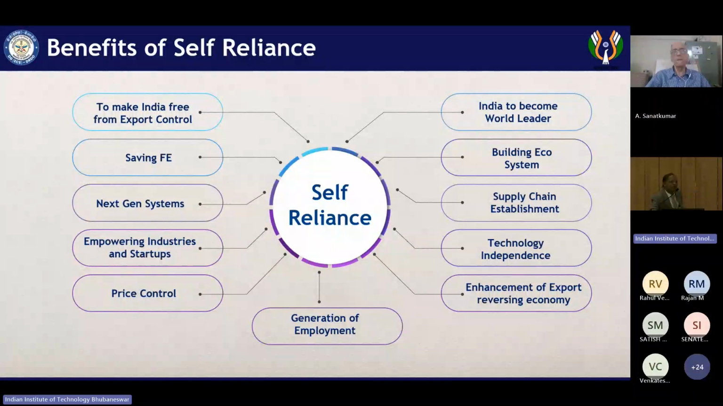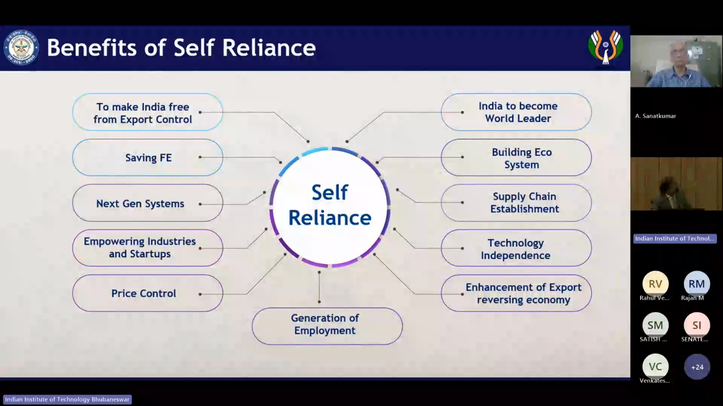And you can never become a world leader if you import. So you have to have your own systems. If India has to be a global leader in technology, you can build strong ecosystems, whether it is industries, academia, startups, all of them you can take forward with a supply chain. And most important is you become technology independent. You are not controlled by anybody. What you think, what you imagine, what you dream, you can produce.